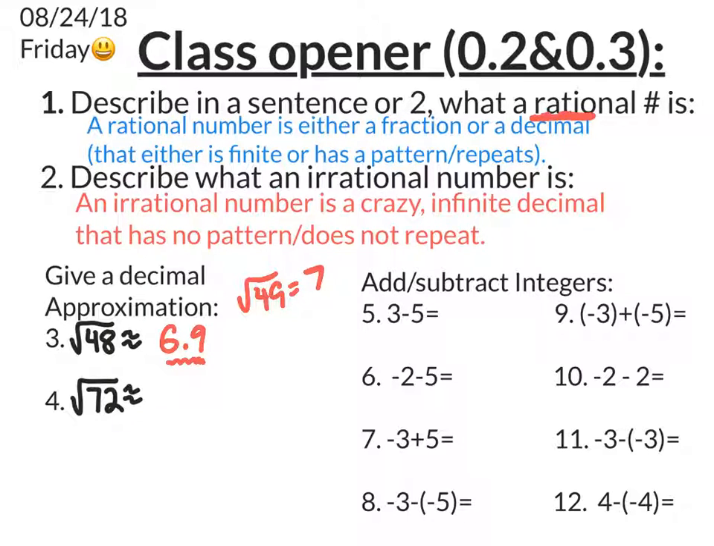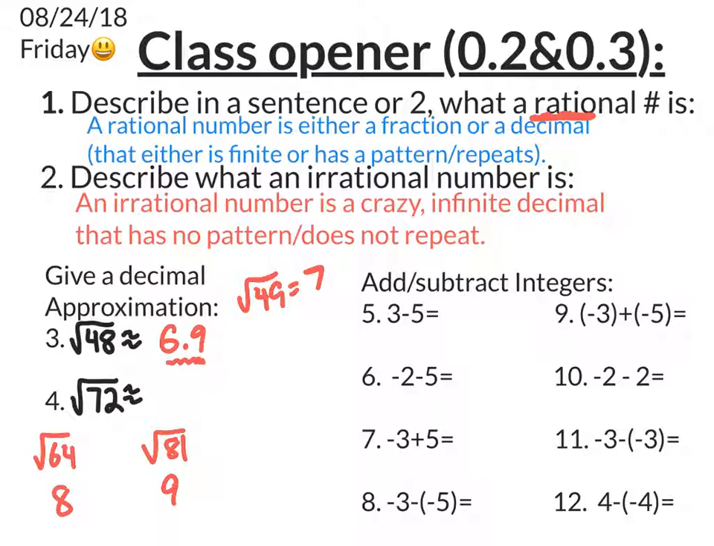Now the square root of 72, we need to think about that one. Well, that's in between the square root of 64 and the square root of 81, right? If we think about that, the square root of 64 is 8, the square root of 81 is 9. Now 72, it's not really close to 64, it's not really close to 81, it's pretty much in between. So the approximation has to be pretty much in between.